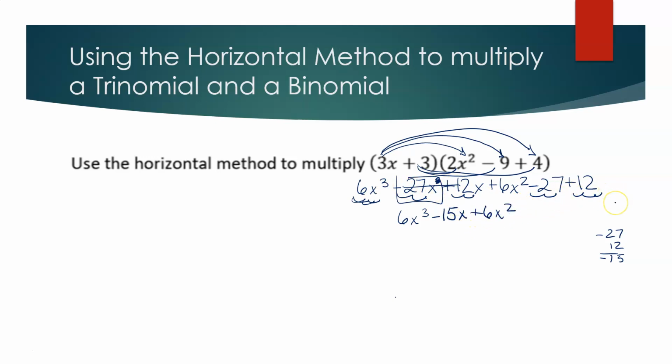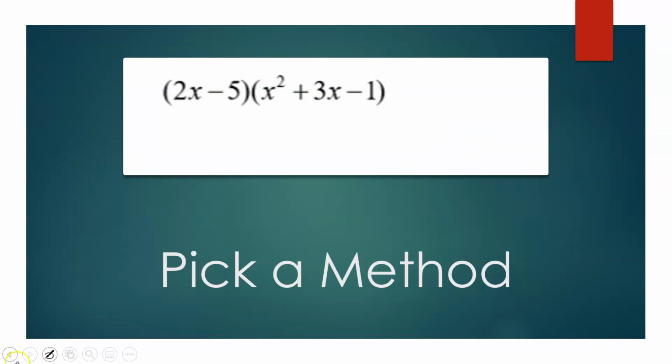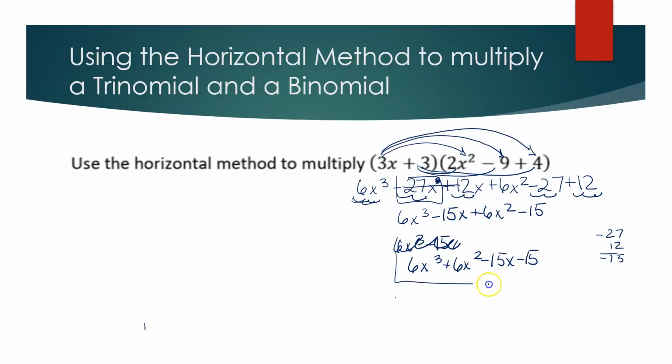Now I'm going to combine the constants. I have negative 27 and 12. That's negative 15. So let's put this in standard form. Okay, so here's my final answer. 6x cubed plus 6x squared minus 15x minus 15.